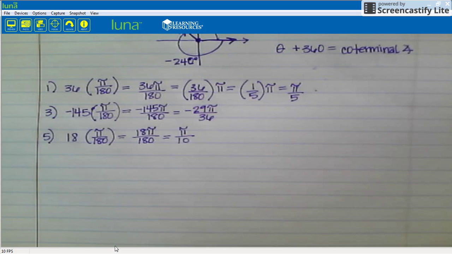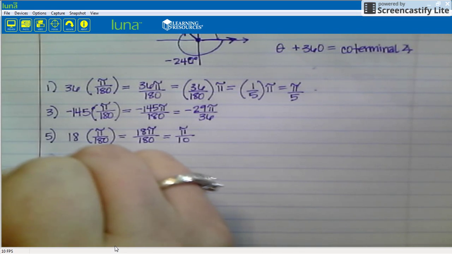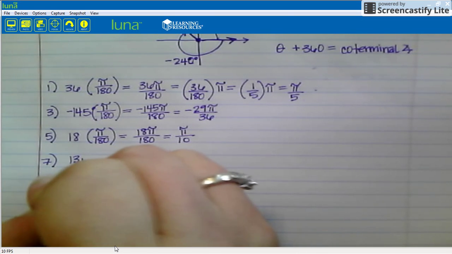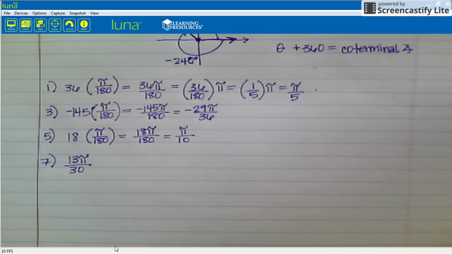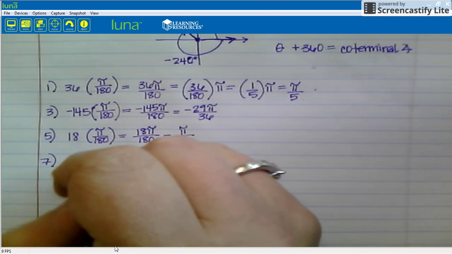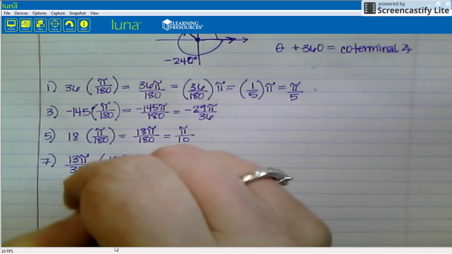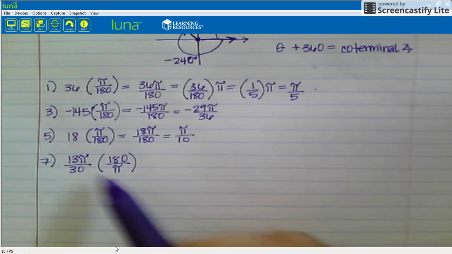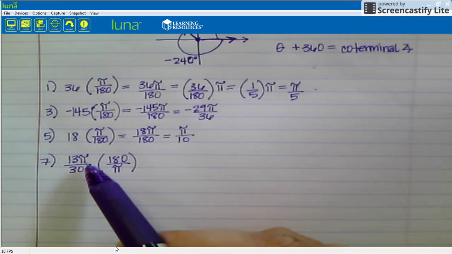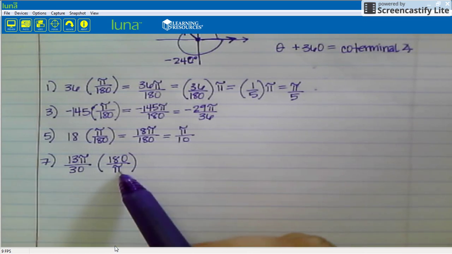Now for 5 through 12, it's a similar setup except we're converting from radians to degrees. So in number 7, I have 13 pi over 30, and to convert from radians to degrees, then I'm going to multiply this by 180 over pi. And the way you keep it straight is whenever I convert from radians to degrees, I'm always going to have this little pi in my radian, and I want to make the pi go away.